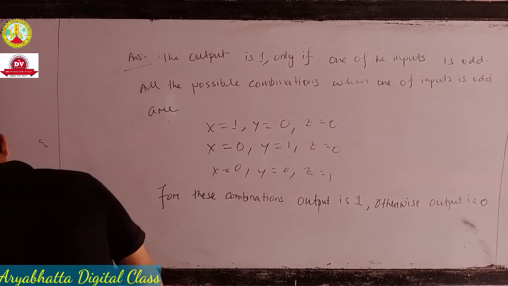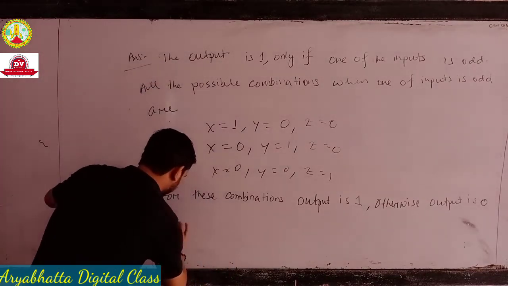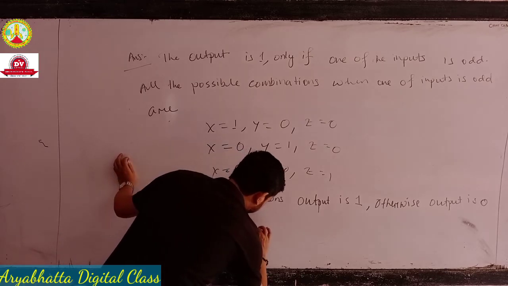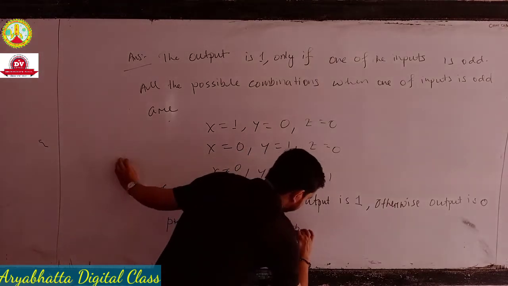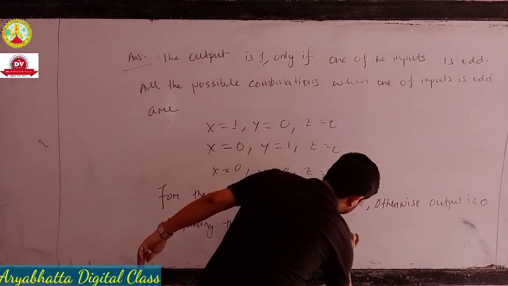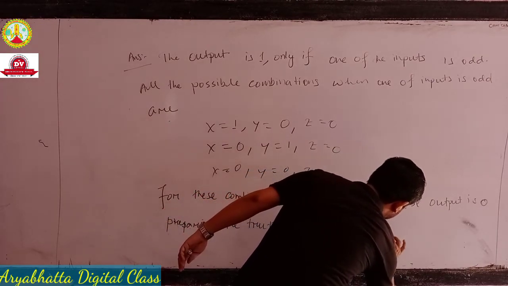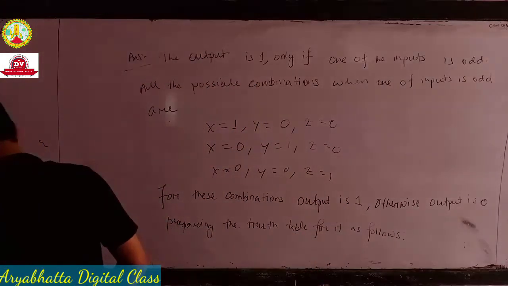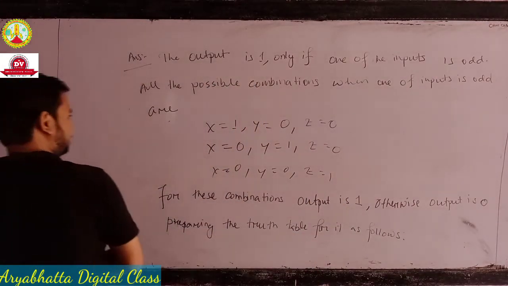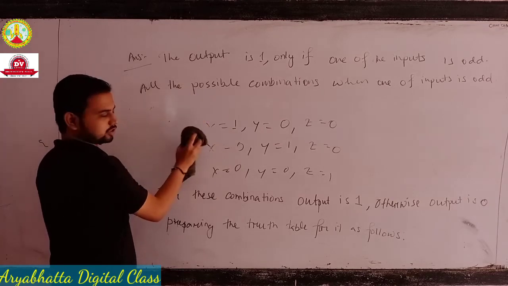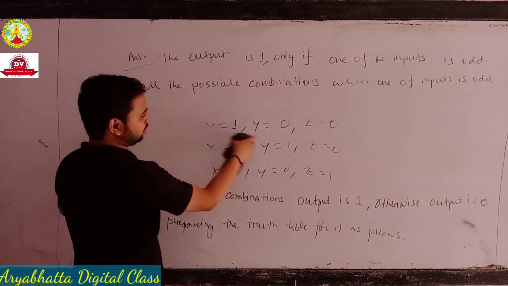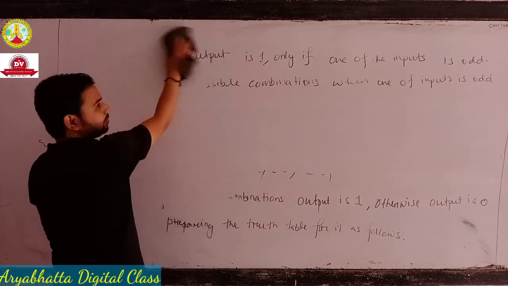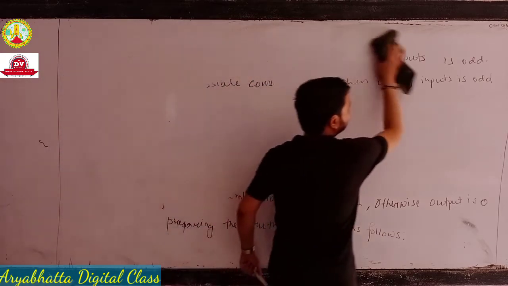Okay? So, preparing the truth table for it. Now we have to prepare the truth table as follows. Below, you make the truth table. Okay, I show you the truth table. You see, remember the possible conditions: either x is 1, y is 1 or z is 1. And after that we have to make the sum of products.